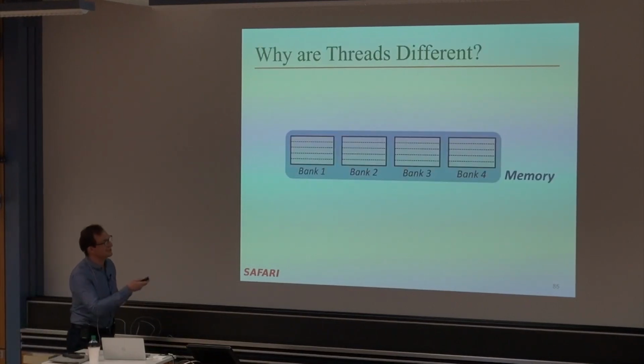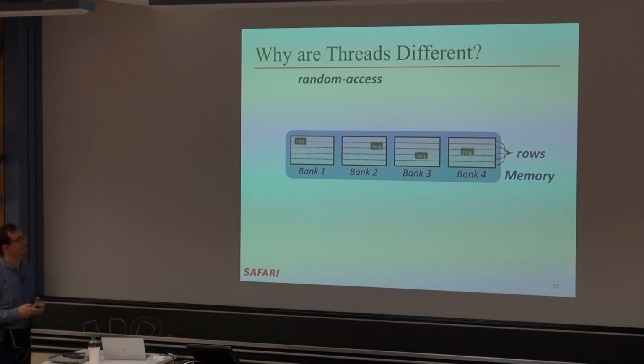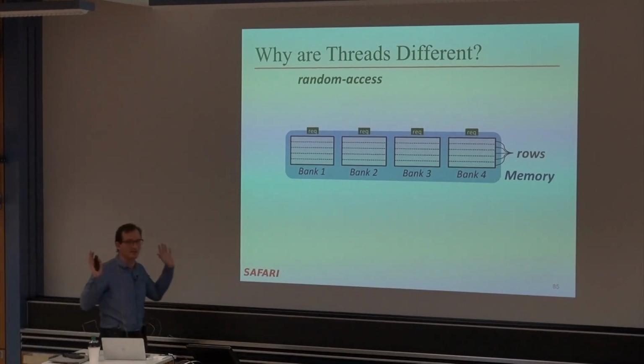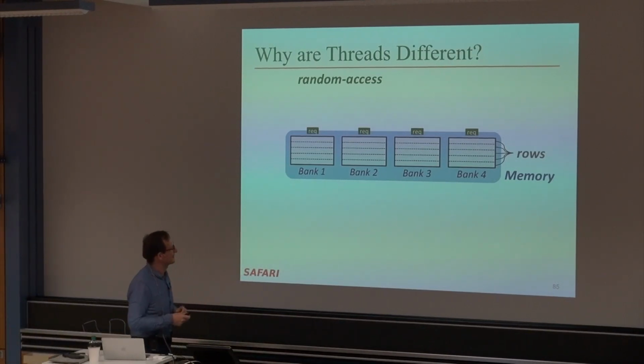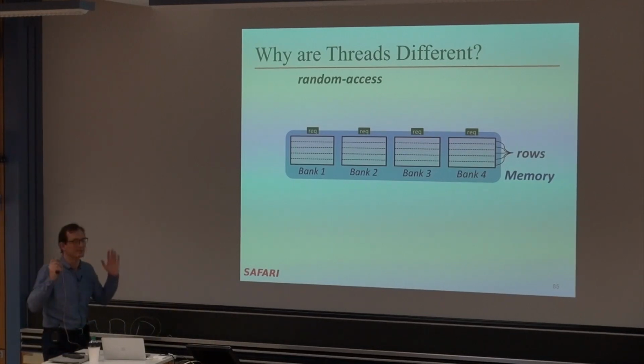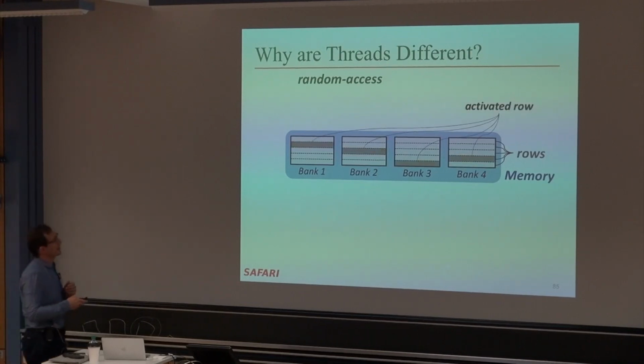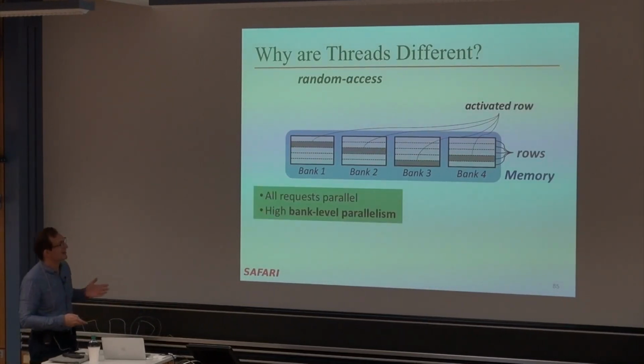So let's take a look at these different threads. These are rows, clearly. If you look at a random access thread, because fundamentally it's random access, it has good bank level parallelism. The accesses are distributed across the banks because it's random access. That's the definition of random access almost, right? If the accesses were clustered in a bank, that was not really random, right? Okay, so they go to different rows also, and they get serviced in parallel if the thread was running alone. That's good. Okay, so all requests are parallel, you have high bank level parallelism.